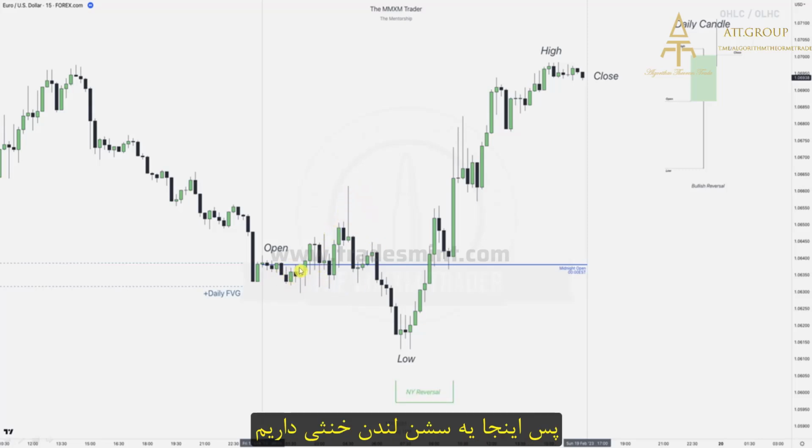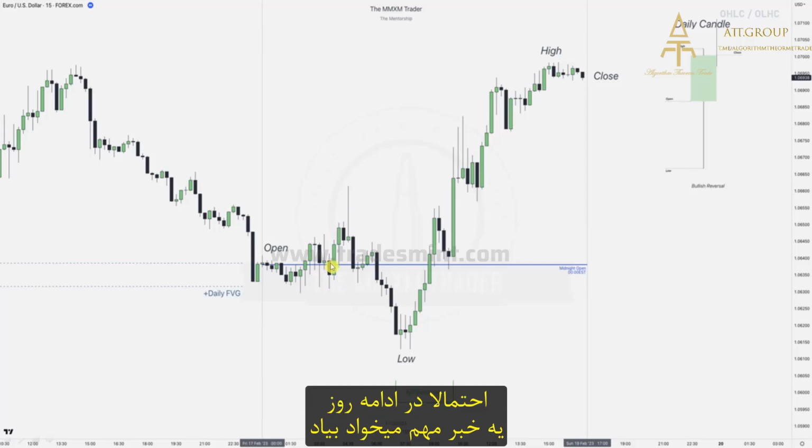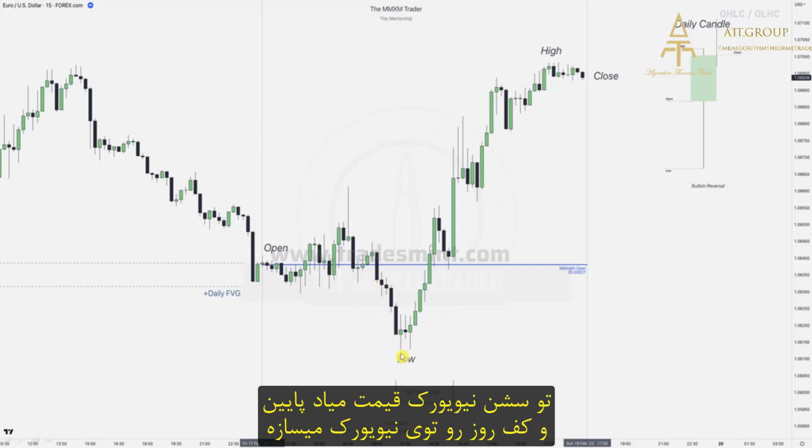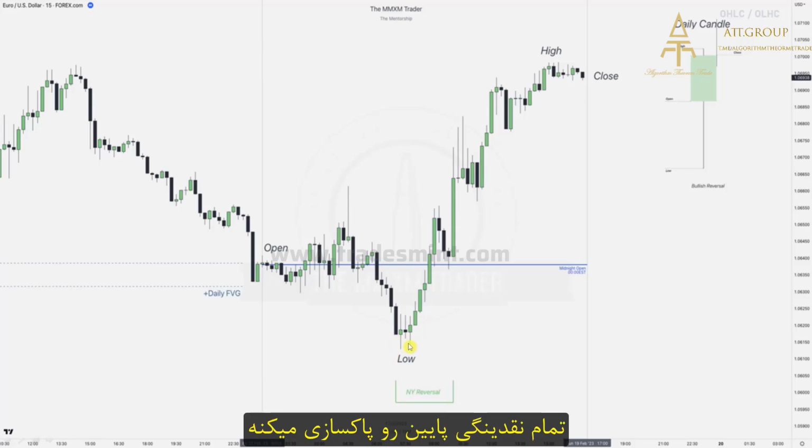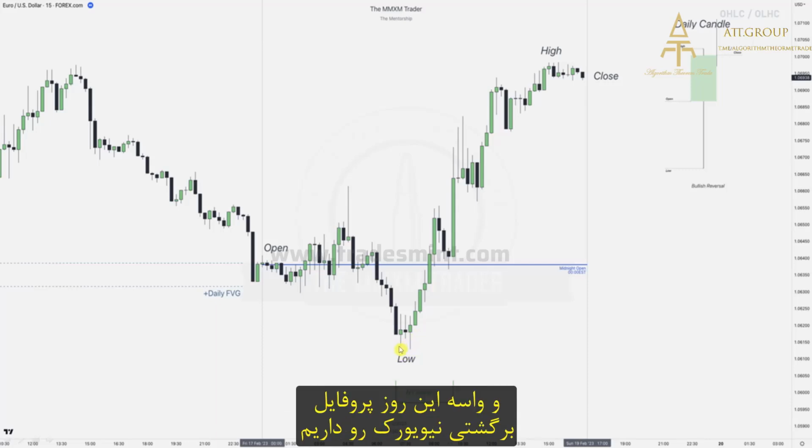So over here, we've got an indecisional London session, right? Probably some high impact news later in the day, could be possible. With New York session, we drop lower, creating low of the day in New York. We run all that sell side liquidity and hit a higher time frame PD array, right? That discount fair value gap, and then having a New York reversal profile for today.